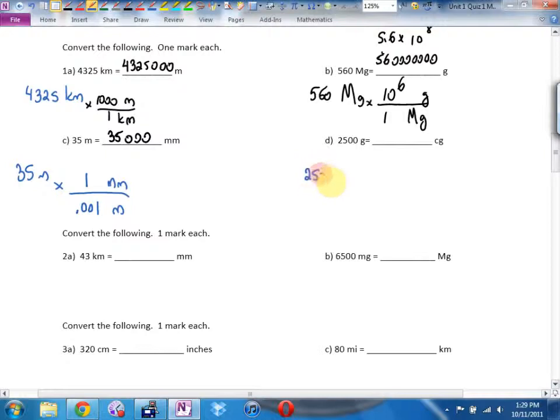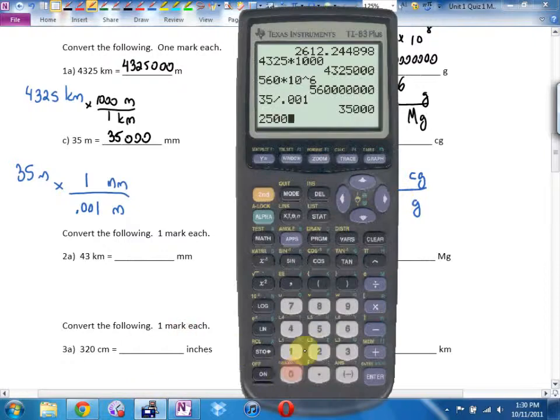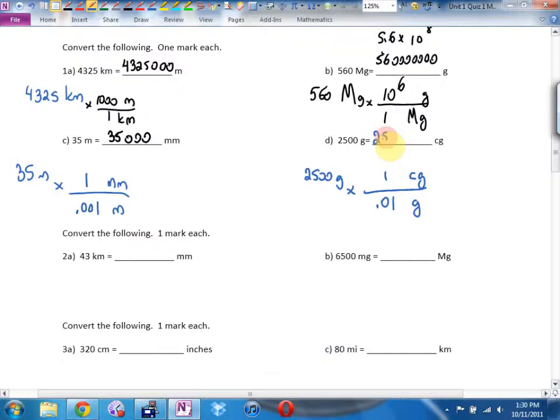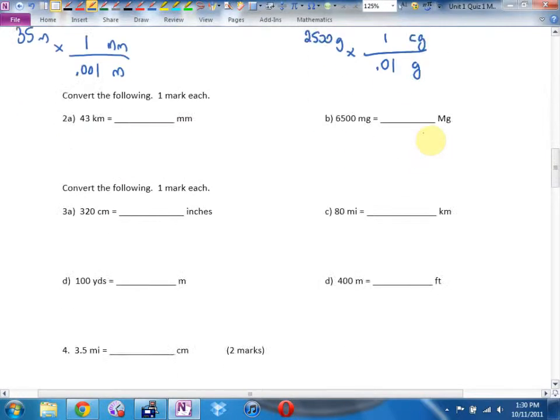2,500 grams. I want to put that into centigrams. So grams are on top. I want grams to cancel. I want centigrams to be left behind on top. Centi, I think it's like this. I think 1 gram is, or sorry, 1 centigram is 0.01 or 10 to the negative 2 grams. I think it's going to be 2,500 divided by 0.01. Is the answer 250,000? People nodding? 250,000 centigrams. Now, one mark for each of those.